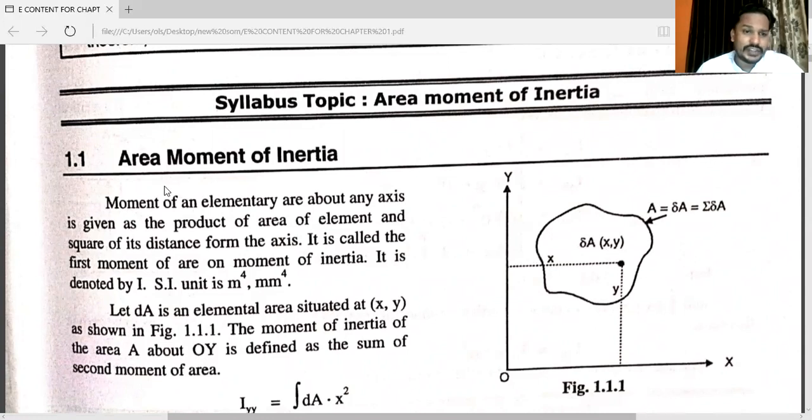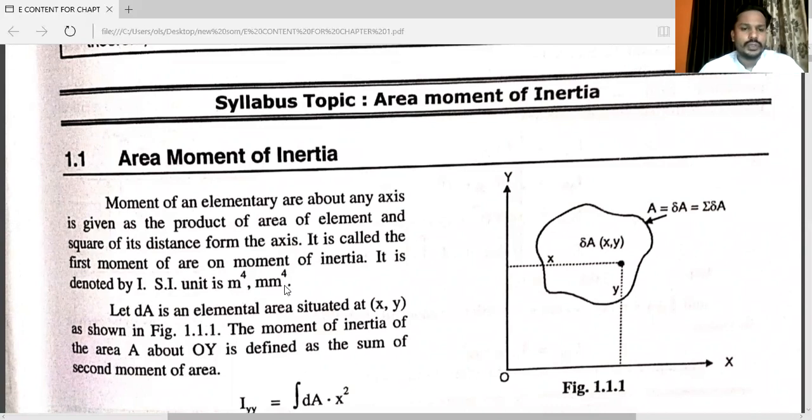See the exact definition of area moment of inertia. Moment of an elementary area about any axis is given as the product of the area of the element and the square of its distance from the axis. It is called the second moment of area or moment of inertia. It is denoted by the capital letter I. SI unit of moment of inertia is meter raised to 4. If you are considering all the dimensions in mm, then it will be mm raised to 4.